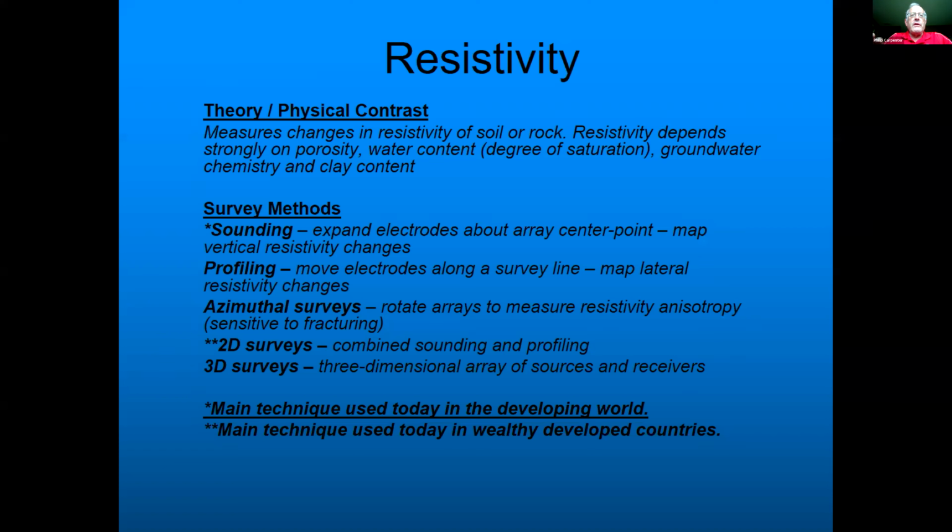In my experience working in China and in Mexico, where there's very limited equipment, sounding is the main method used. So that's, again, expanding electrodes around a center point or moving them along a profile. The 2D surveys require specialized equipment, and I think we'll get some pictures of that later here.